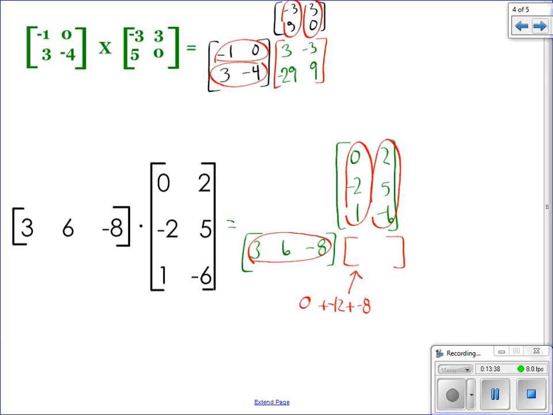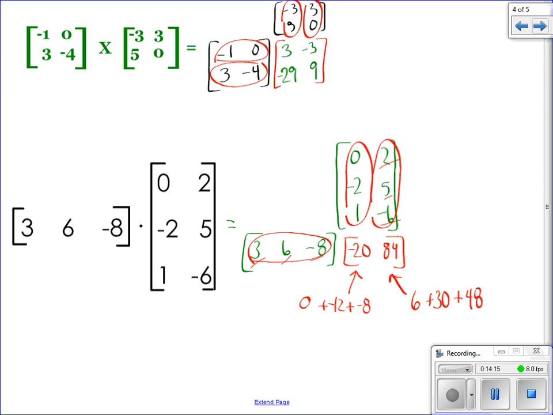Okay. To get this number, what 3 things do we add together? Okay, so 6 came from 3 times 2. Next one is 6 times 5. So we got 30. -8 times -6 is 48. What is this when we add them up? Questions? Okay, so that's multiplying matrices.